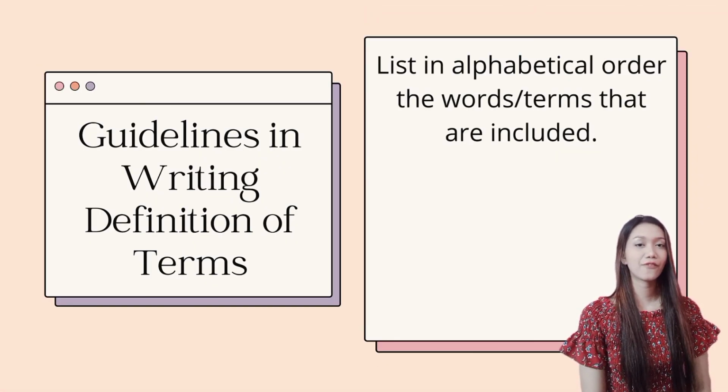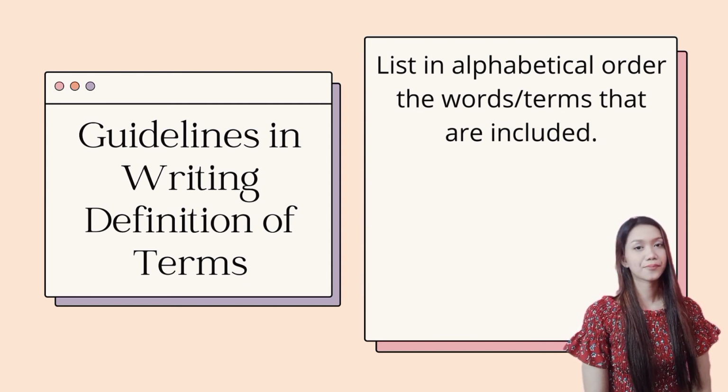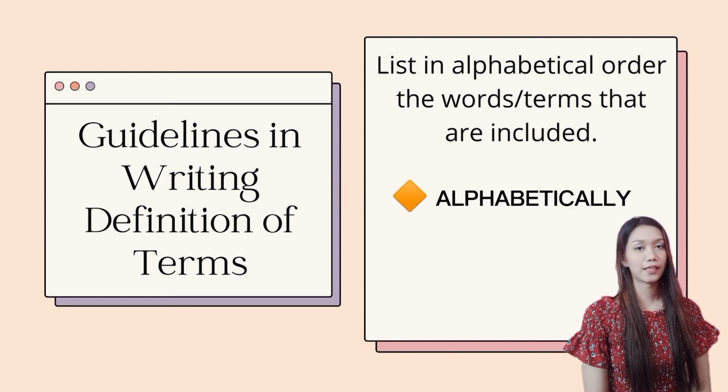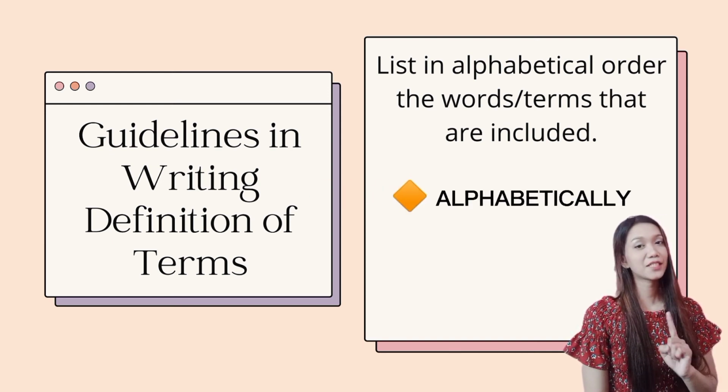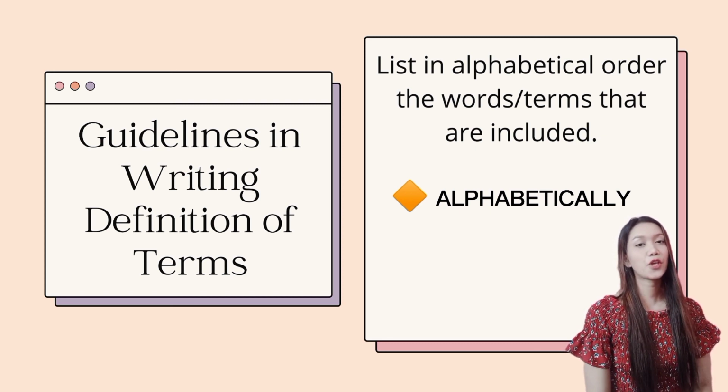Next is to list in alphabetical order the words, terms that are included. The definition of terms must be arranged alphabetically. It must also be stated if you use your definition of terms technically or operationally.